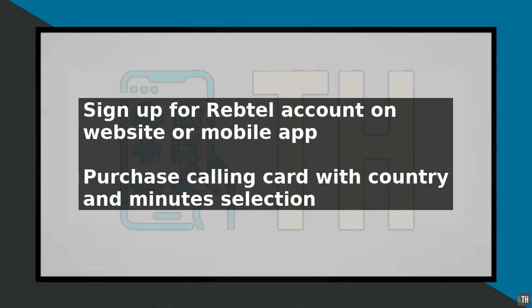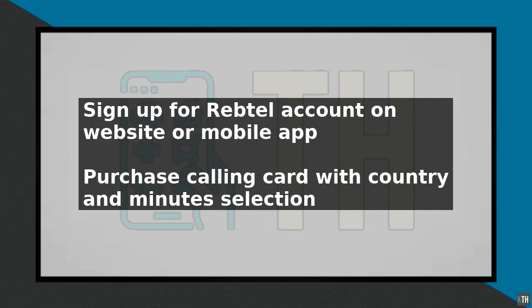To use a Rebtel calling card, start by signing up for a Rebtel account on their website or by downloading the Rebtel app on your mobile device. Once you have an account, purchase a calling card by selecting the country you want to call and the amount of minutes you need. You can pay using a credit card or other payment methods.